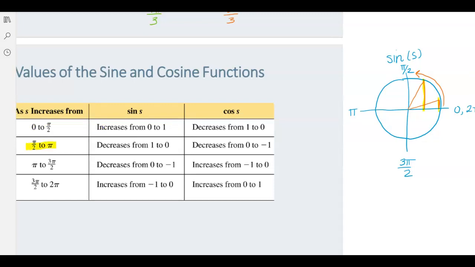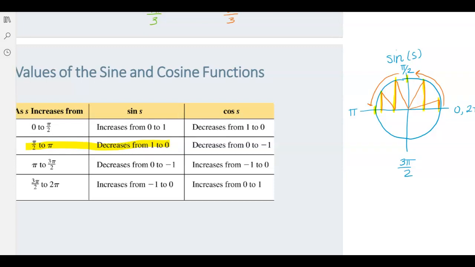And then if I go in this region, which is going from pi over 2 to pi, now I'm looking over here at a couple of triangles. Again, looking at the y value. The y value is decreasing. It's up here, at its maximum at 1, and it goes down to its minimum at 0.